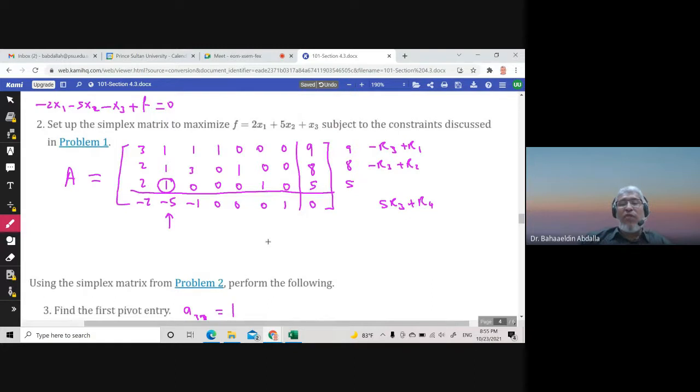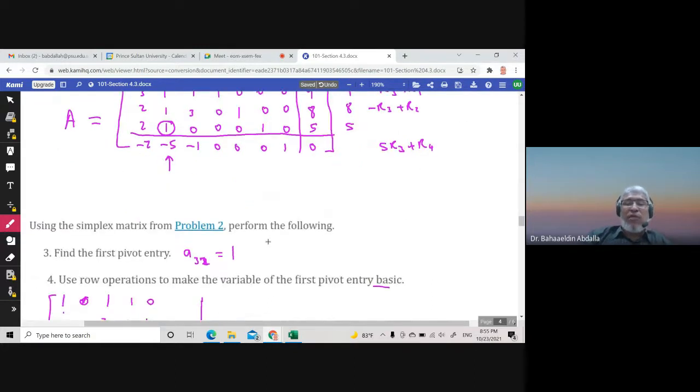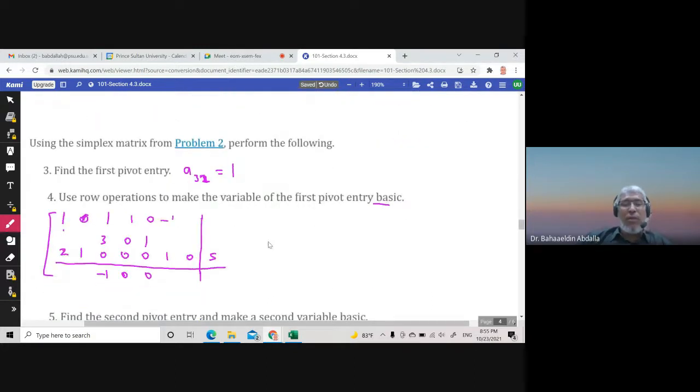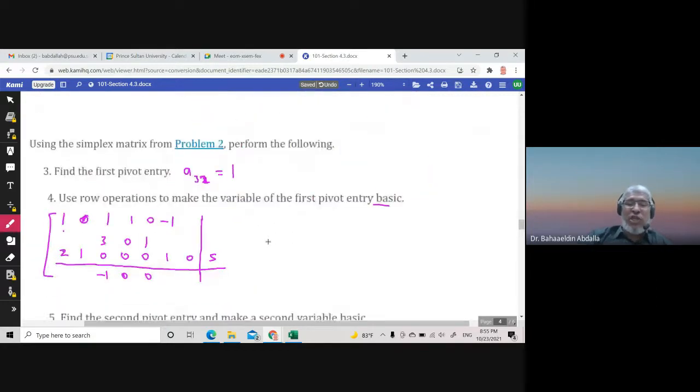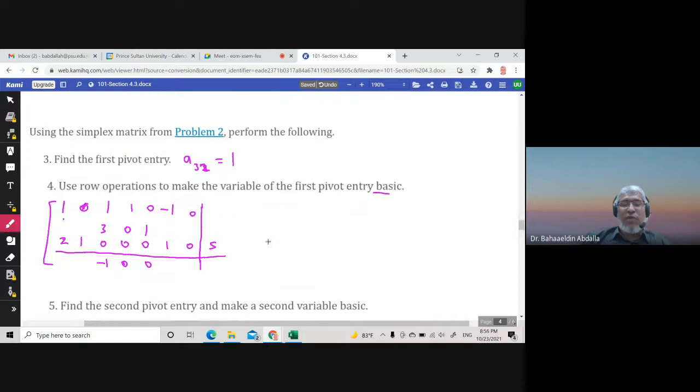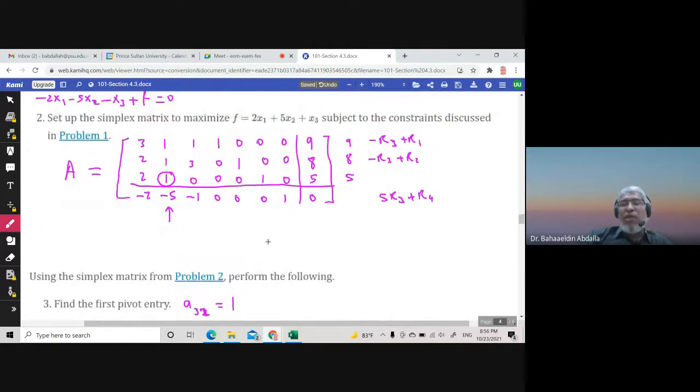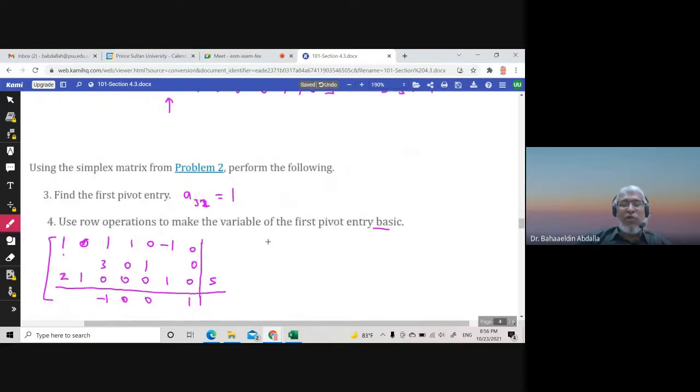So -1 plus 0 is -1. And also this is 0, so it will not change anything. So I have 0, 0, and 1. And now -5 plus 9 is 4. And we finished the first row.